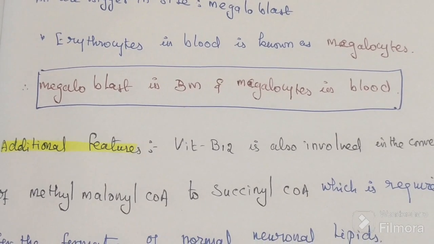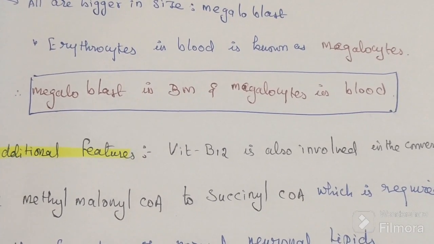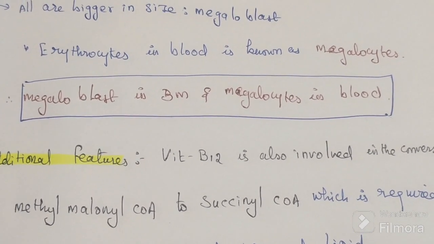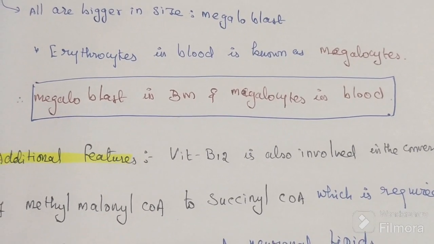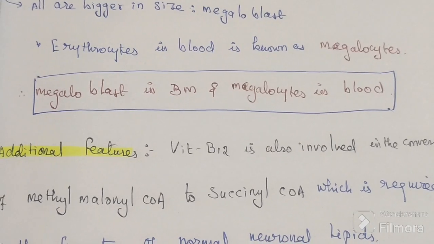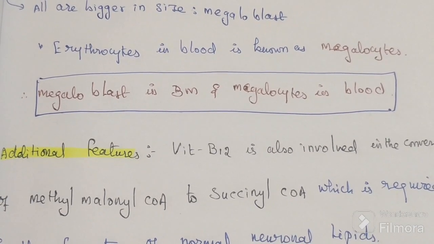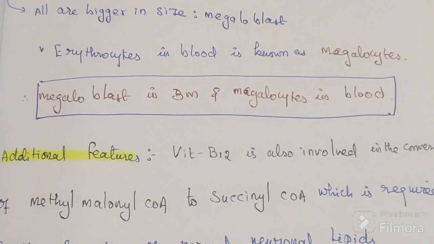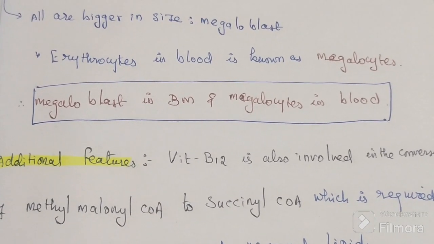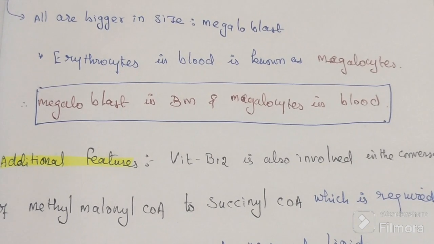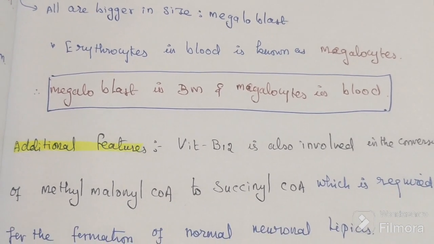Uracil requires vitamin B12 and folic acid to be converted into thymine. Then it is required for DNA formation. So DNA formation requires vitamin B12 and folic acid. If both or any one is absent, thymine is not formed. Thymine not formed means DNA is not formed. So it leads to anemia, megaloblastic anemia.